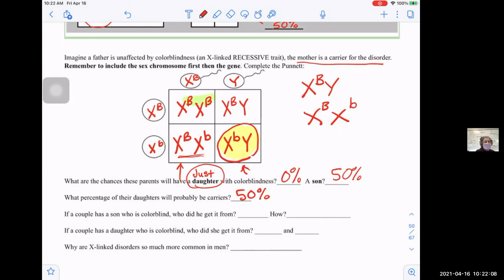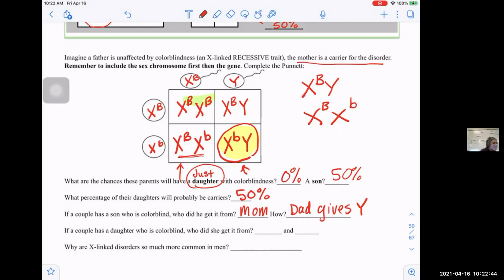All right, if a couple has a son who's colorblind, who did he get it from? He got it from mom. How do we know it's mom? How do we know it's not dad? So dad does not give sons X chromosomes, right? So dad gives all of his sons the Y. So if a son has an X-linked disorder, he got it from his mother.